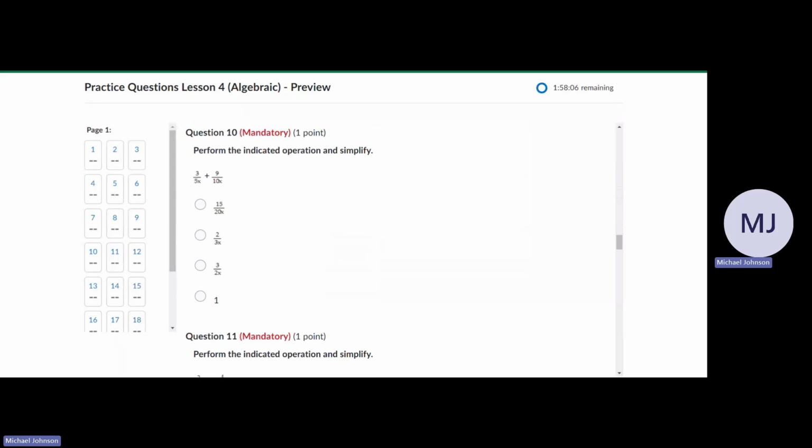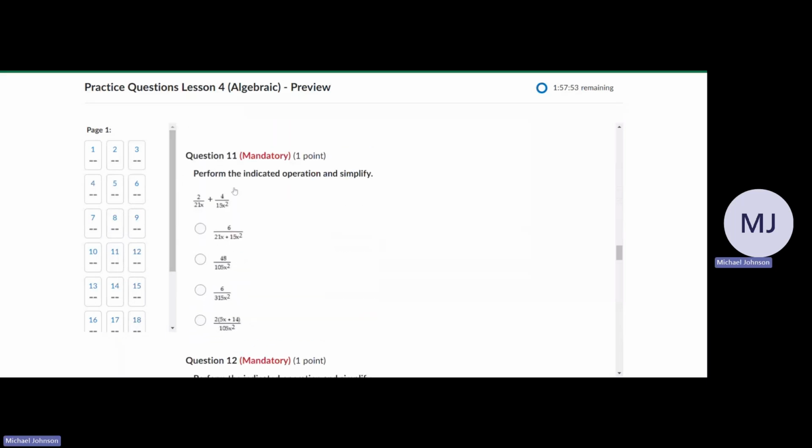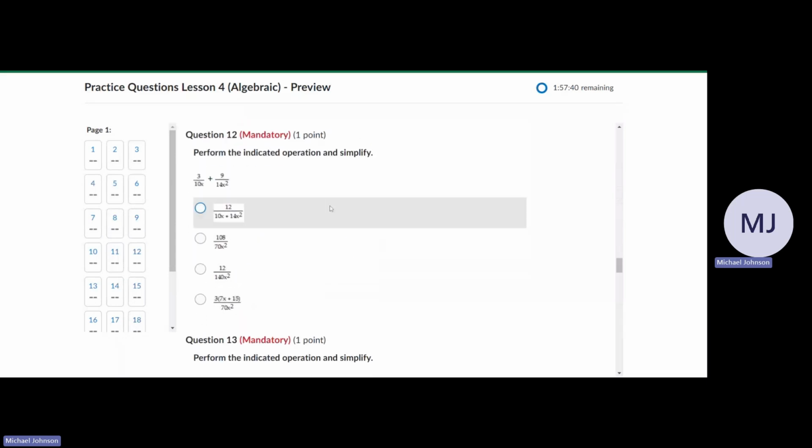Here, perform the indicated operation, simplify. You want to make the bottoms the same here, so you want to find a number that will make the bottoms the same. So figure that out, and then add the tops together. Here, multiply the bottoms together, multiply the opposite bottom by the top, the opposite bottom by the opposite top, and do the crisscross method there. Here, common denominators again, then add the tops together.